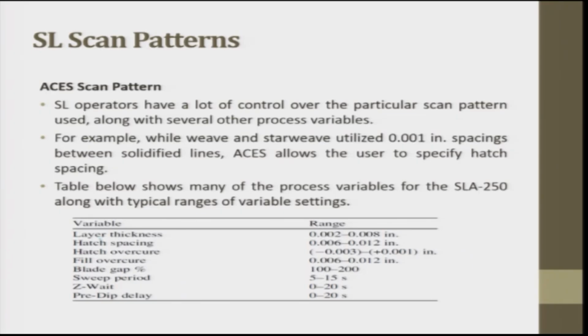So here are the details: varying layer thickness, hatch spacing, hatch over cure, fill over cure, blade gap percentage, sweep in time, Z waiting time and pre-dip layer. These are the set of details for various variables which are used in SL, where ACES scan patterns are used.